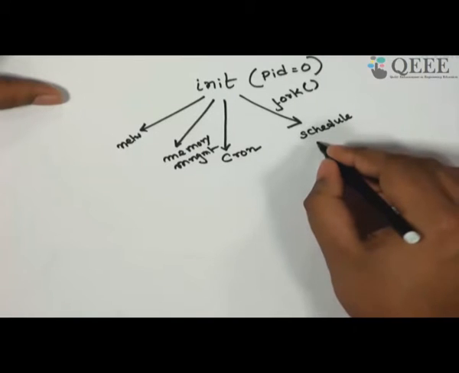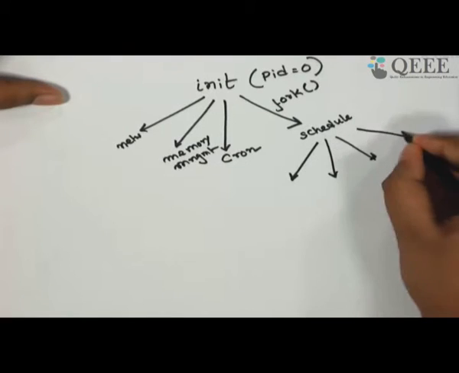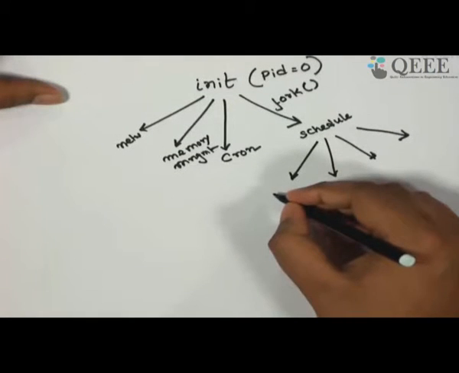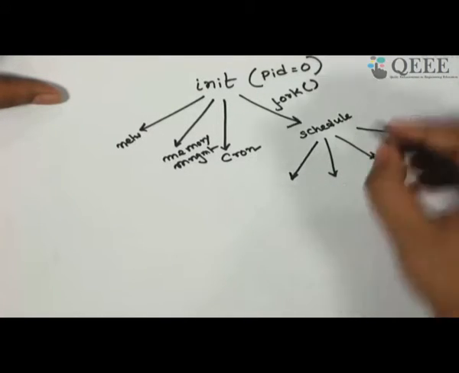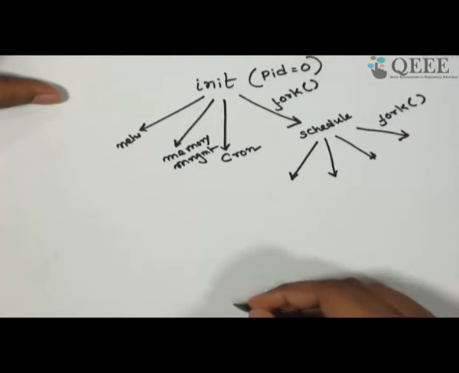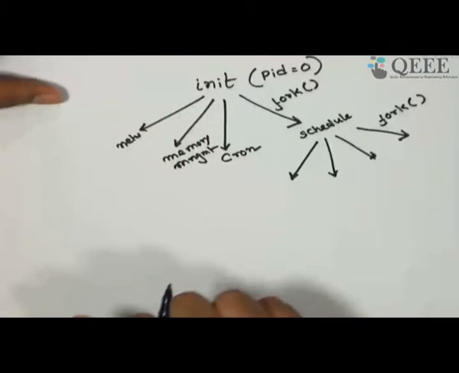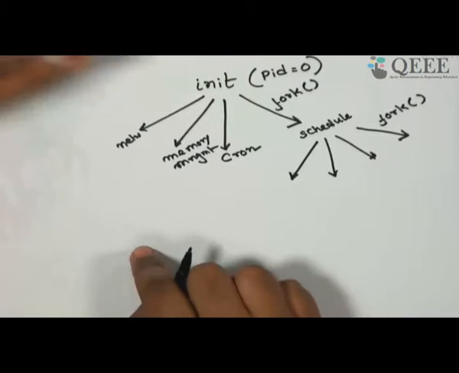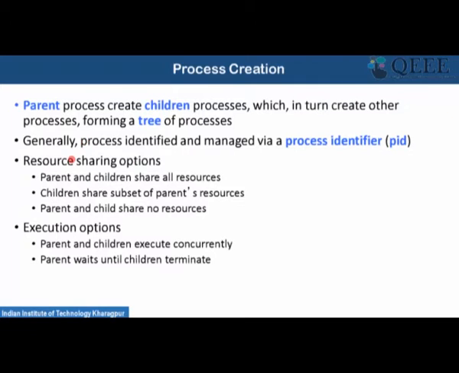Now say, for example, a child process again creates multiple other child processes. Say the scheduler process can create multiple child processes which will handle different kinds of scheduling activities. They are again executing the fork system call to create the child processes. That way the process structure basically forms a tree type of architecture, starting from the root of the tree, which is in general the init process in case of Linux or any Unix based operating system.